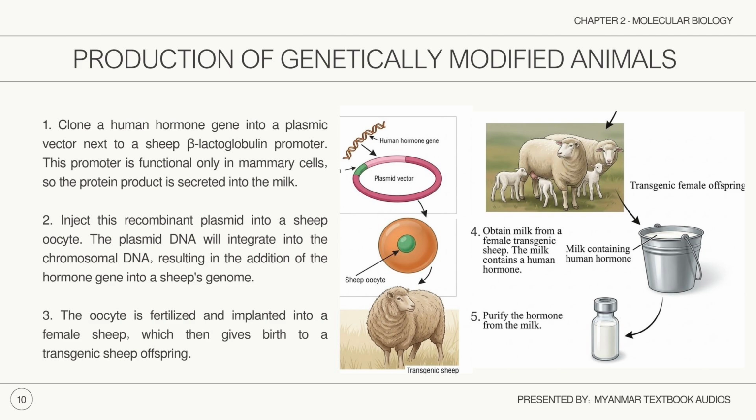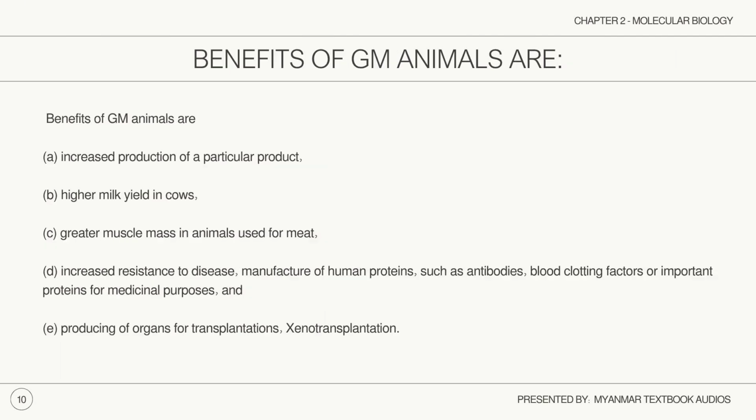The plasmid DNA will integrate into the chromosomal DNA, resulting in the addition of the hormone gene into a sheep's genome. 3. The oocyte is fertilized and implanted into a female sheep, which then gives birth to a transgenic sheep offspring. 4. Obtain milk from a female transgenic sheep. The milk contains a human hormone. 5. Purify the hormone from the milk.